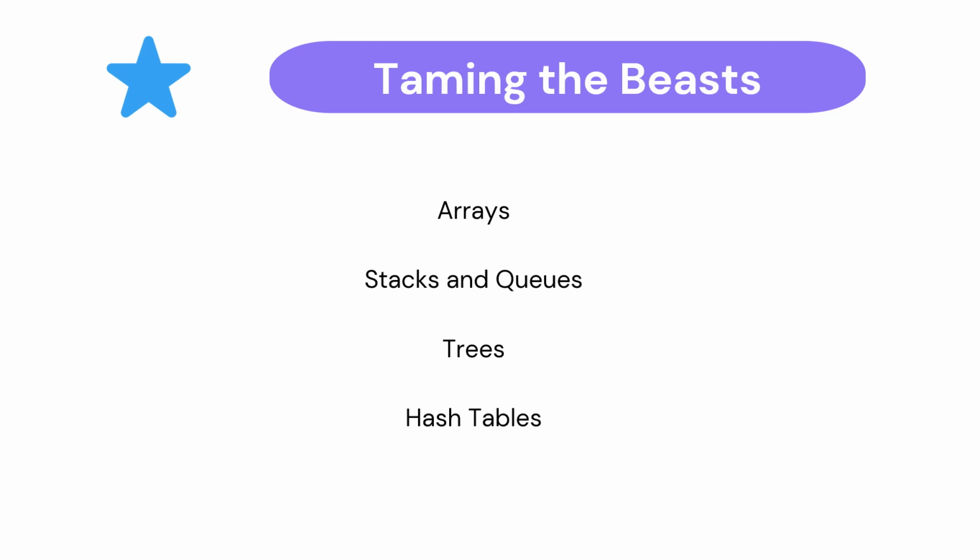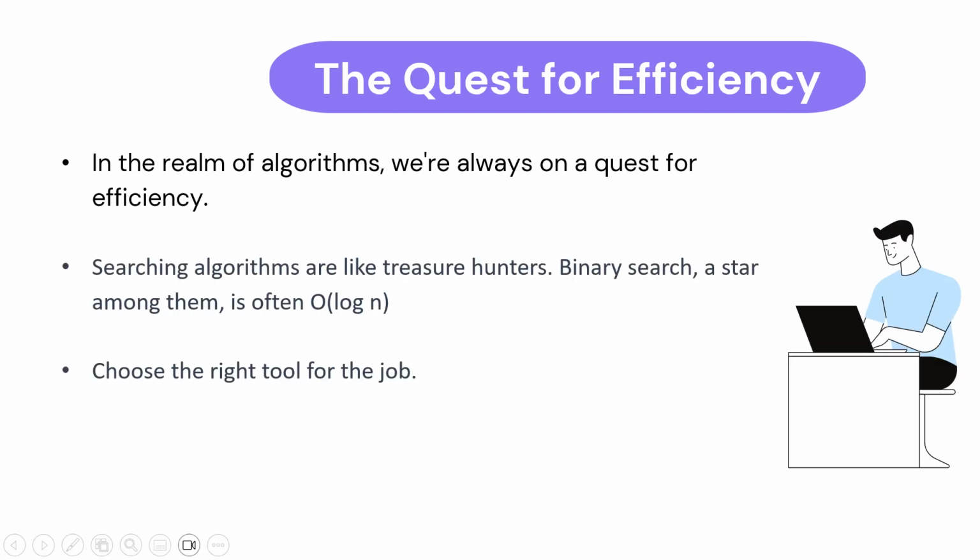Hash tables, though, are superheroes when it comes to quick lookups. On average, they are big O of 1, but beware, in rare cases, collisions can slow them down to big O of n.